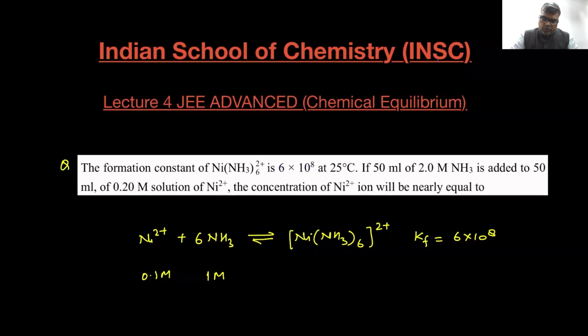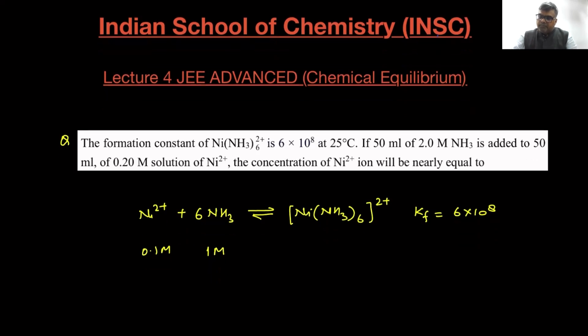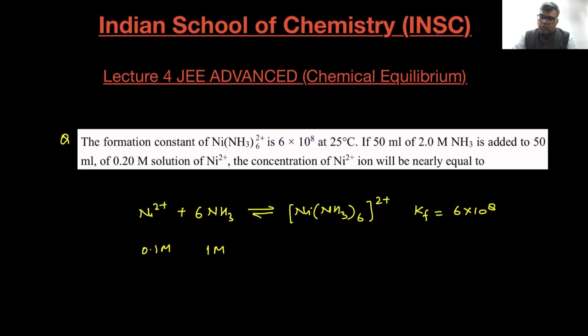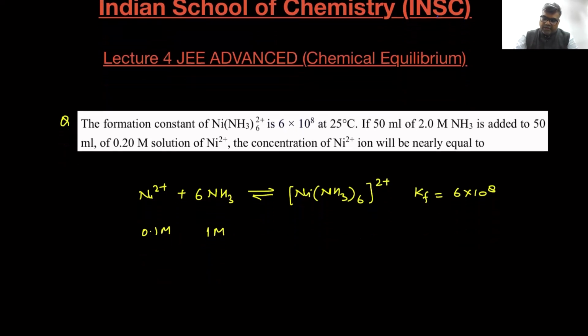So first thing all of you must notice is that 50 ml of 2M ammonia is added to 50 ml of 0.2M nickel solution. So both the concentrations become half. So concentration of nickel 2+ becomes 0.1 and that of ammonia becomes 1M. Then since the equilibrium constant is a much larger value, this equilibrium will shift almost completely in the forward direction.